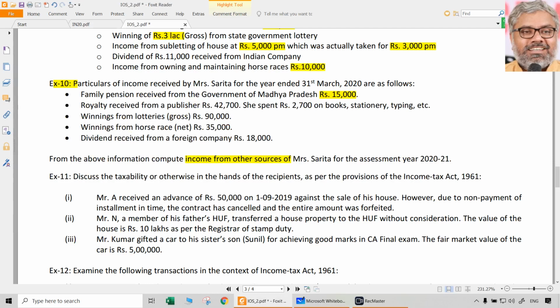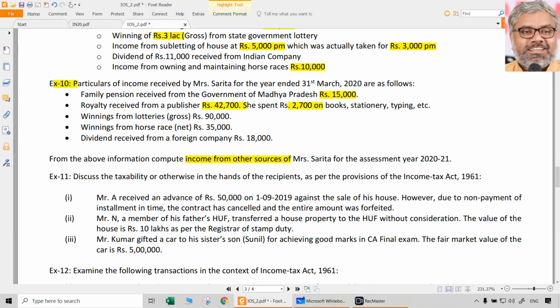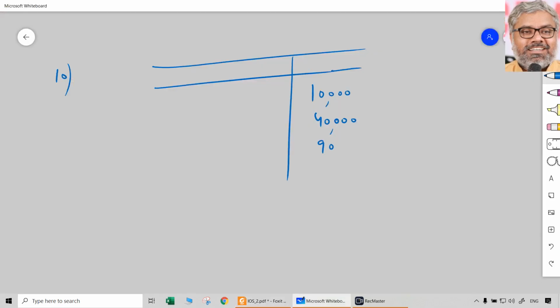Next, royalty received from publisher 42,700 and spent 2,700 rupees on the books, stationery, etc. Naturally, expenditure genuinely incurred is always allowed as deduction. Remaining 40,000 becomes taxable under income from other sources only. That is royalty from publishers or something like that. Then winnings from lotteries gross, that is 90,000. Gross we don't have to gross it up, already it is grossed, that is 90,000.